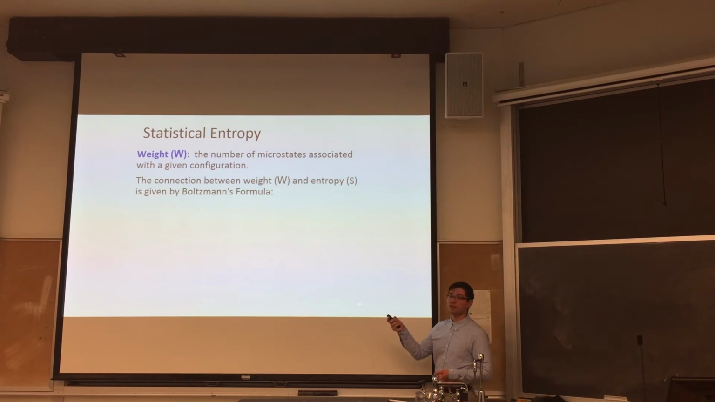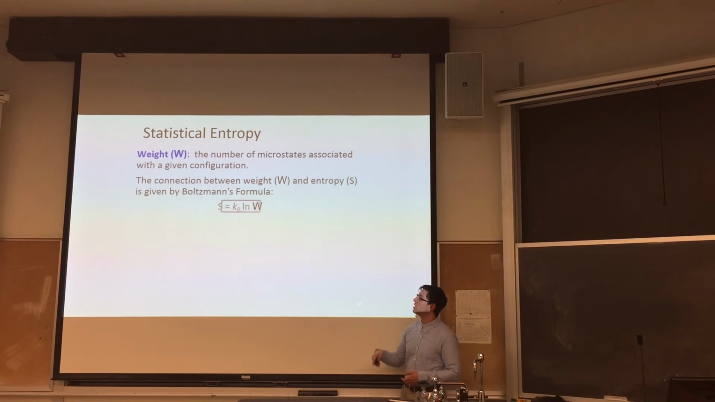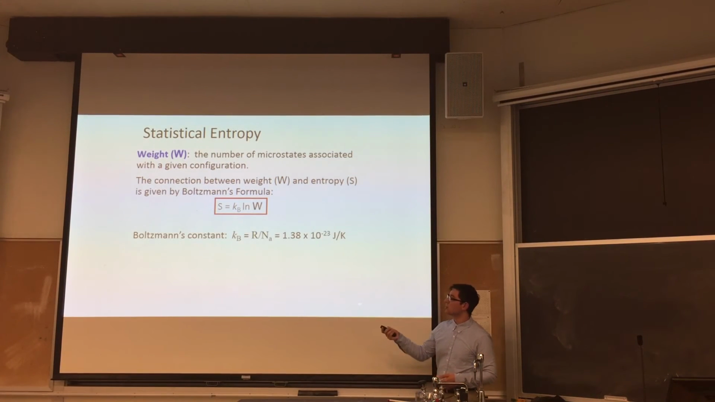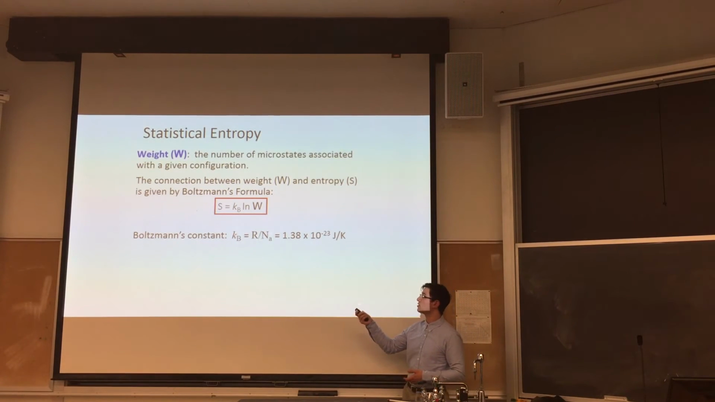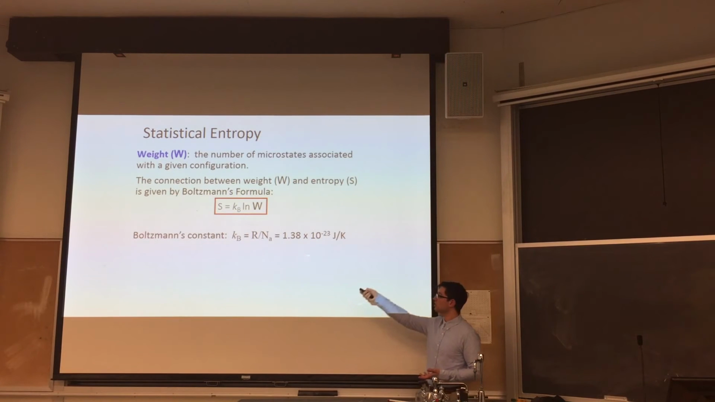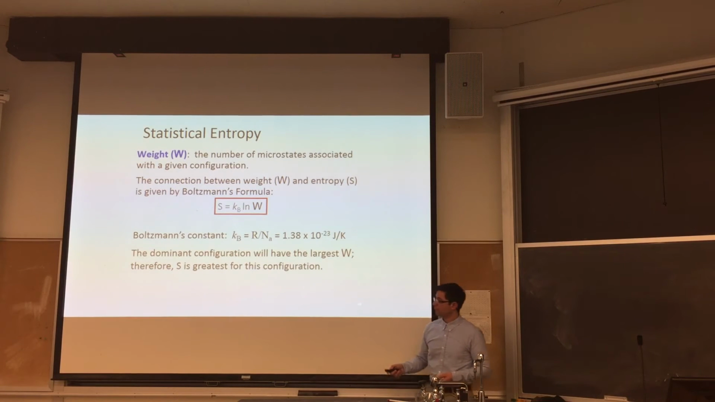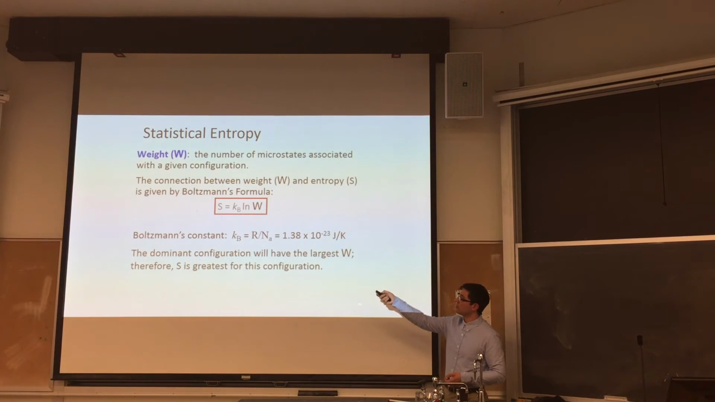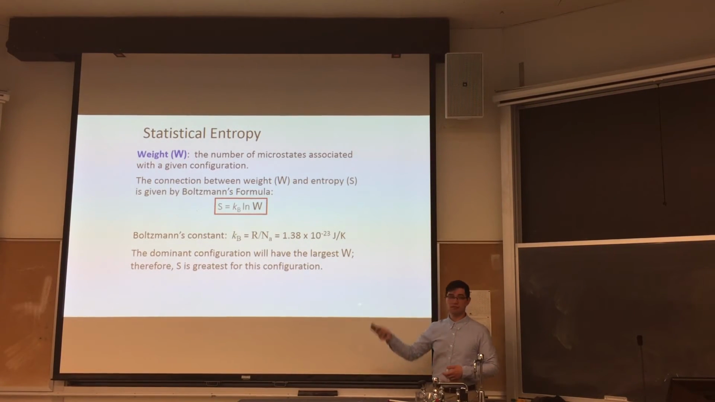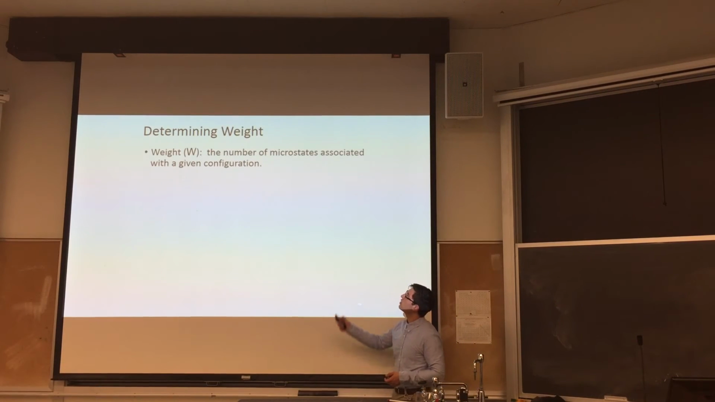And we can relate the weight of a configuration to the entropy associated with that configuration using something called the Boltzmann formula. And that comes out to entropy is Kb times the natural log of W. And Kb, by the way, is just the gas constant divided by Avogadro's number of particles, and it's this number, empirically derived. And we can see just from this formula then that the configuration with the most number of microstates will then be the largest entropy. So that sums up here.